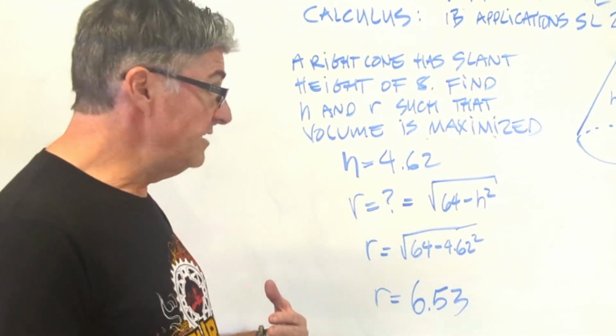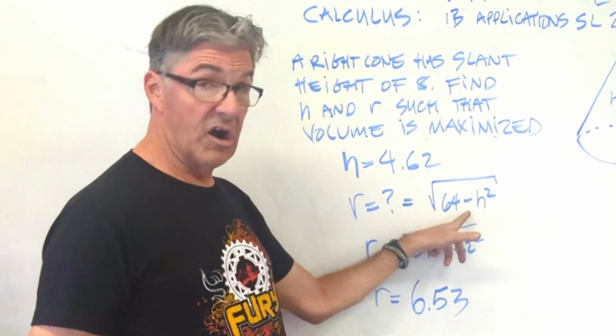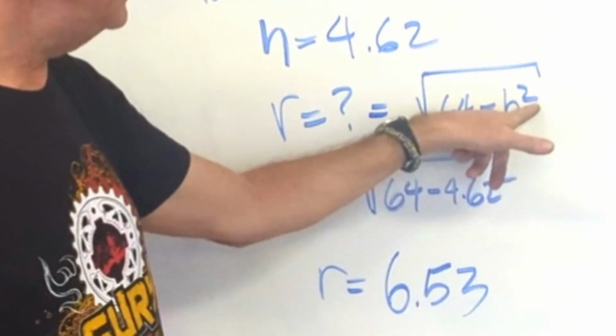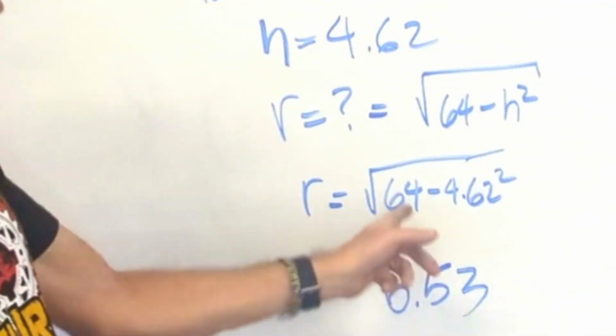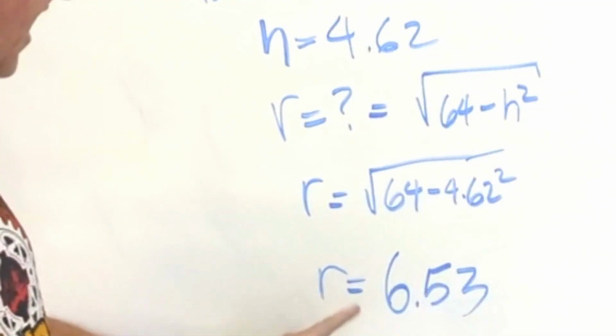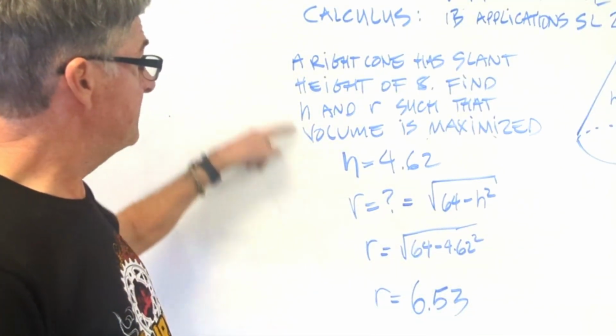Okay, I went back in my notes. We solved for r so we could substitute this in for r in our volume expression. So we know that r is 64 minus h squared, the square root of that. So I just plugged in my r, 4.62 here, squared. I did my math and I get r equals 6.53. So we are done from the prompt.